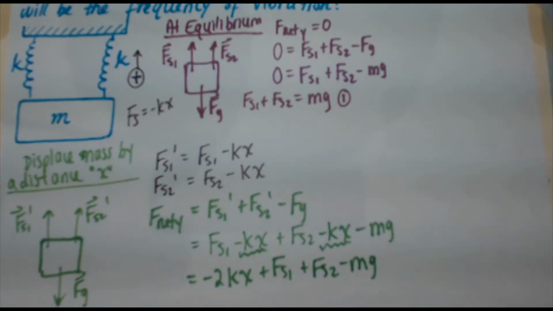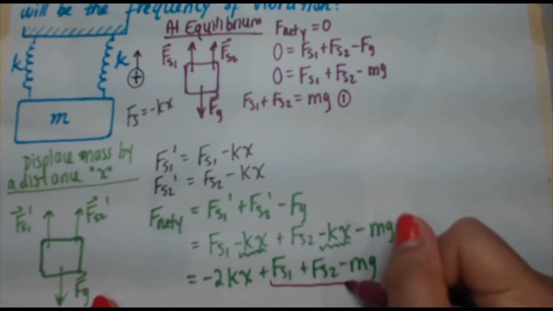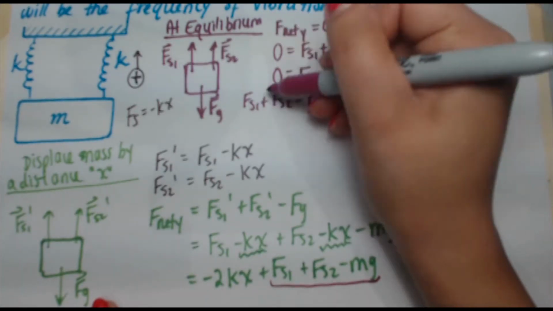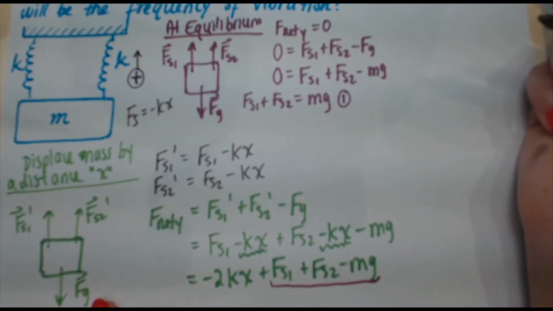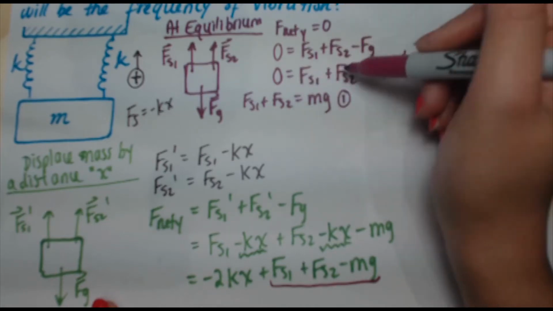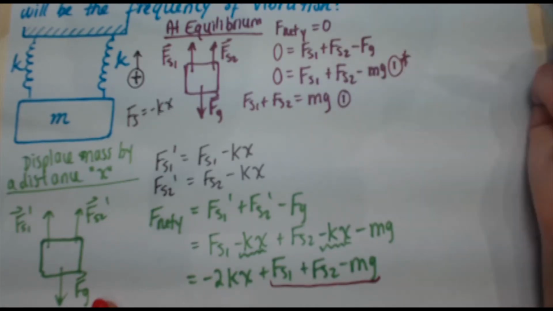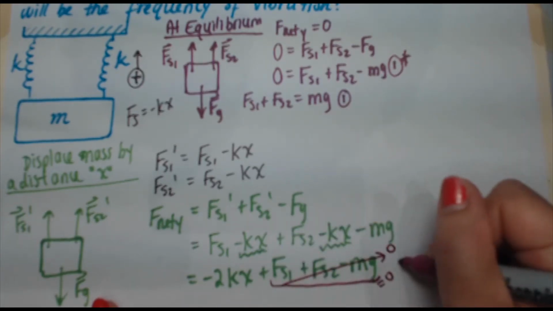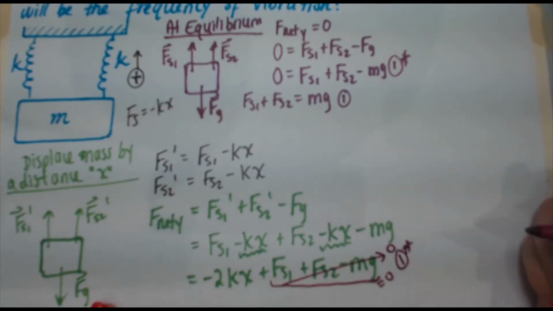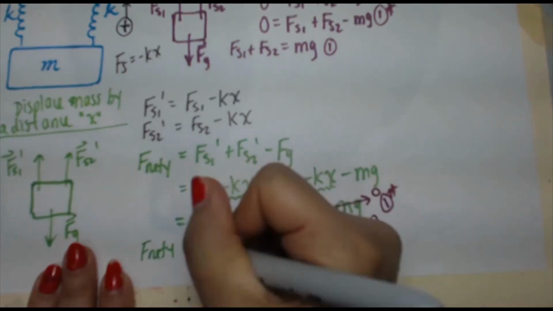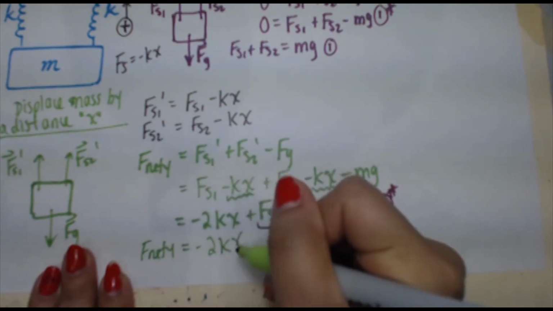Well, hopefully you see what I'm about to do here. Check this part out: Fs1 plus Fs2 minus mg. That's exactly what we have here, right? Well, except we have Fs1 plus Fs2 equals mg. Or rather, you can even call this equation, which is actually a bit more helpful here: 0 equals Fs1 plus Fs2 minus mg, right? So this is 0. So this whole thing disappears. And this is due to equation 1 star. Okay? So if that disappears, that tells us that the net force in the y direction is equal to negative 2kx.